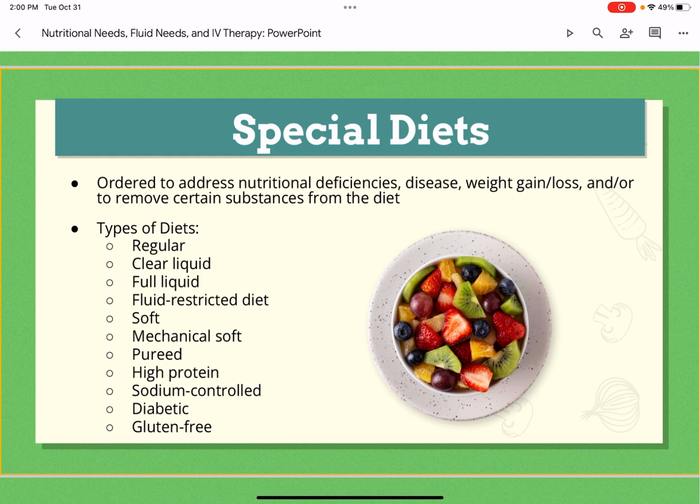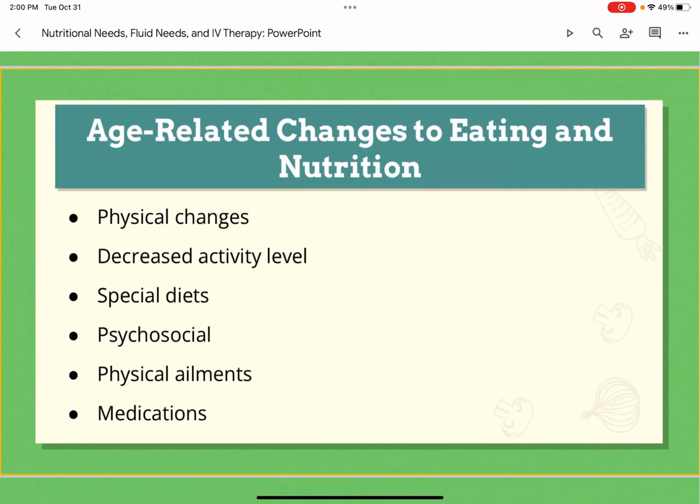Gluten is a protein found in wheat products. Residents with celiac disease cannot tolerate gluten and will have a gluten-free diet. Some age-related changes to eating and nutrition. First we have physical changes. You have dysphagia, loss of teeth, which causes difficulty chewing, decreased saliva, which causes difficulty swallowing, decreased sensations of taste and smell, which make food less appealing, decreased ability to see, which makes it difficult to feed oneself, which also makes food less appealing. If you have a decreased activity level, you'll have less appetite and an increased risk of constipation.